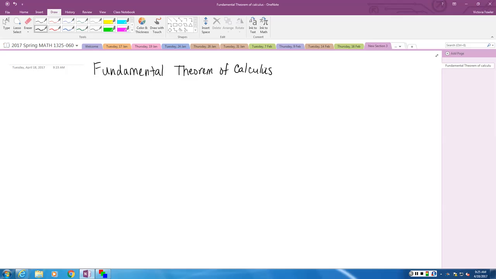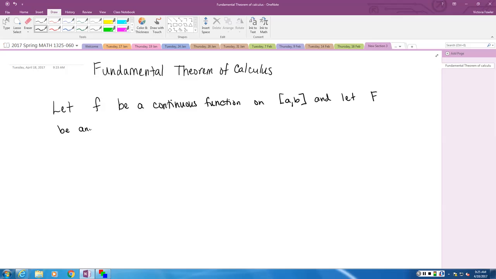Okay, so we're going to define the fundamental theorem of calculus. We're going to talk about f as a function. So we're going to let f be a continuous function on the closed interval from a to b. And we're going to let capital F be any antiderivative of little f.